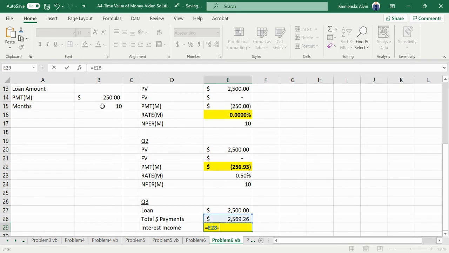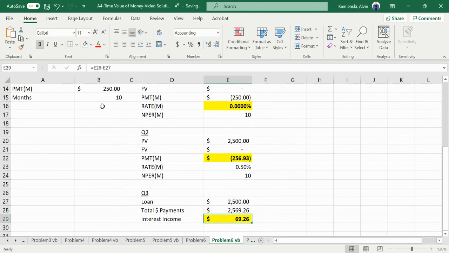So what's the amount of interest? Interest is the total cash flow received less the original amount of the loan. So a non-family member institution, a lender, would make almost $70 in interest income.